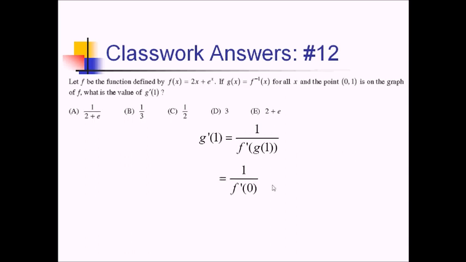What is f prime? Based off of this formula, that's going to be 2 plus e to the x. So here we're doing 1 over 2 plus e to the 0. E to the 0 is just 1, so this is really 2 plus 1, or 3. So then 1/3 would be our final answer, choice B.